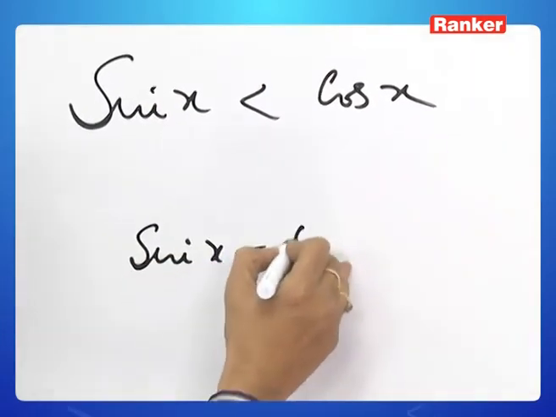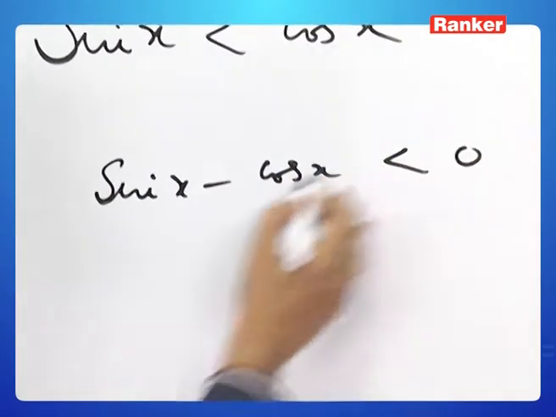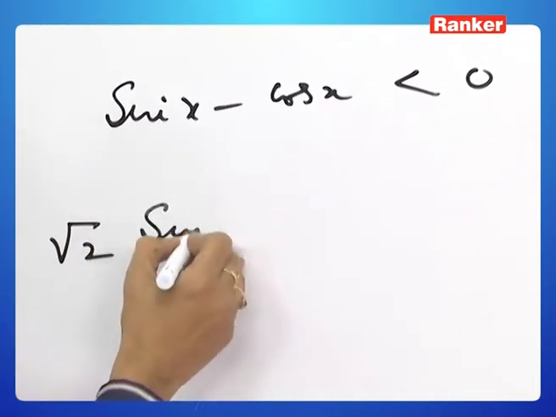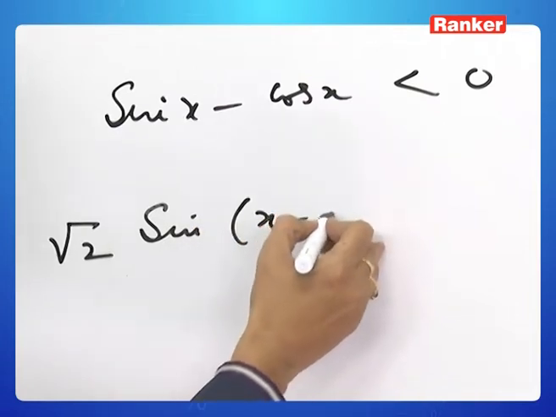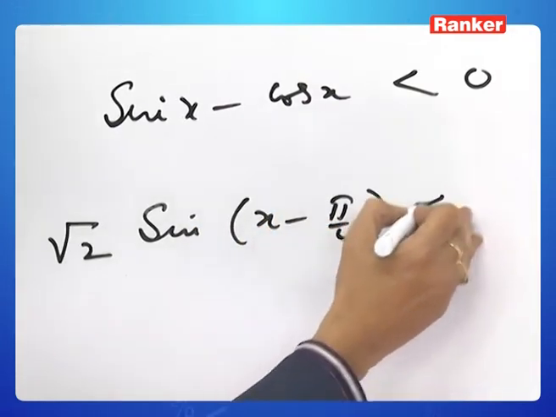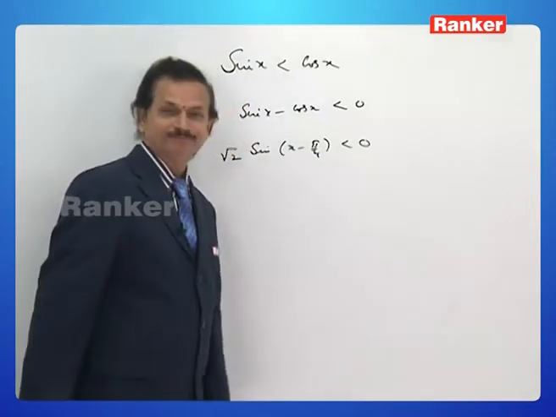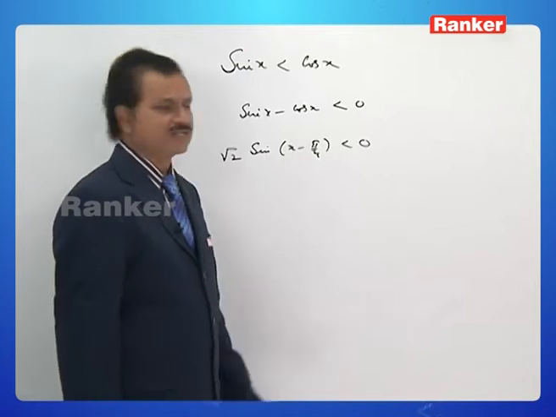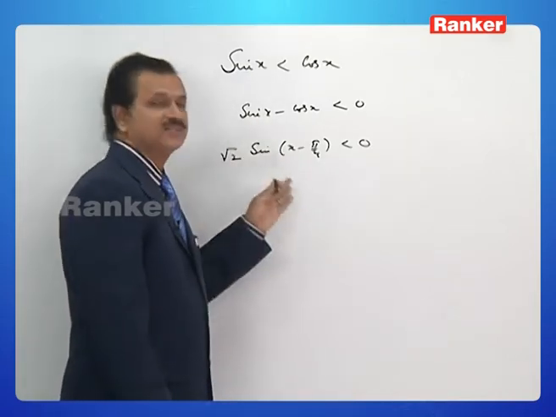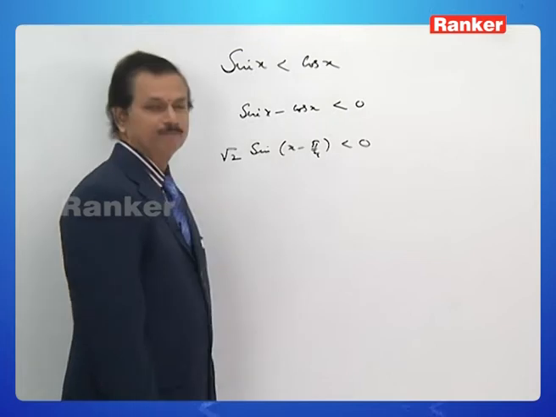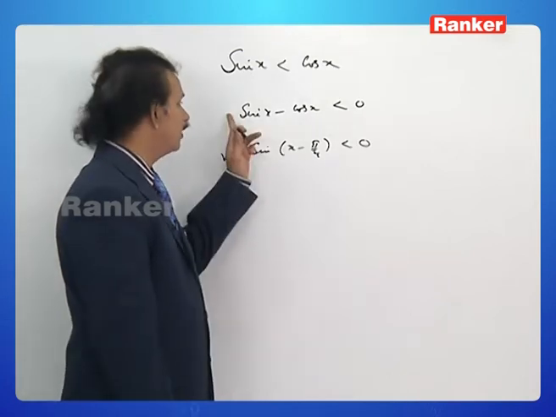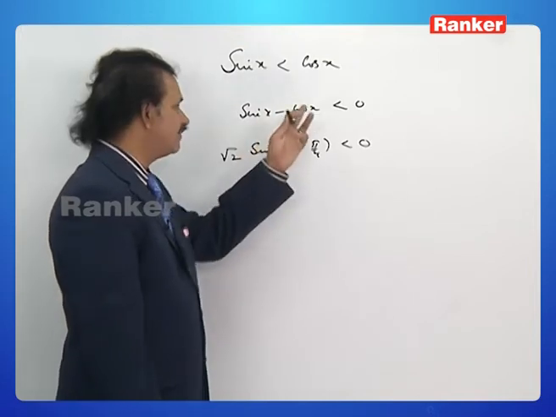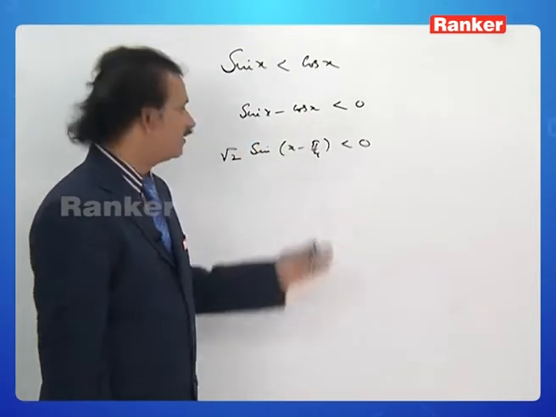And another way is sin x is less than cos x, means sin x minus cos x less than 0. That is root 2 into sine of x minus 45 degrees or pi by 4 is less than 0. Am I right? Just now we have noticed it. Sin theta minus cos theta is sine of theta minus pi by 4 into root 2. Do you have any doubt? 1 by root 2 into 1 by root 2 into sin x cos 45 minus cos x sin 45, that is sine of x minus 45.